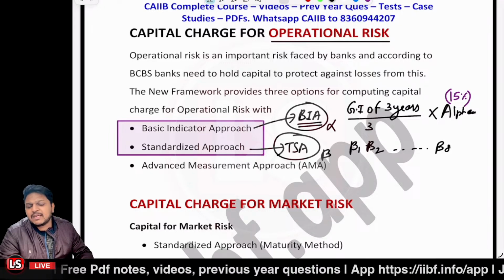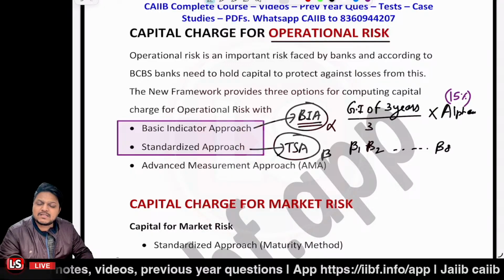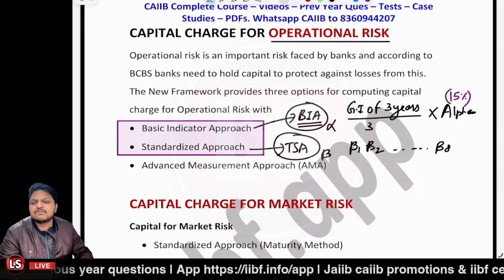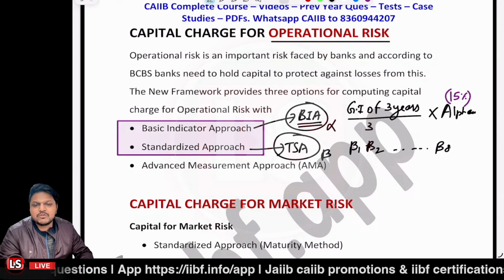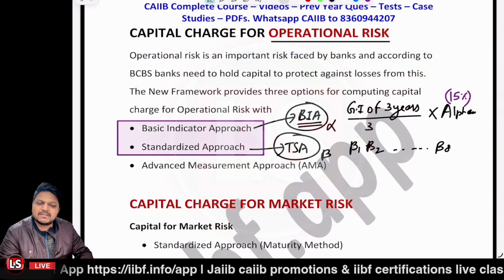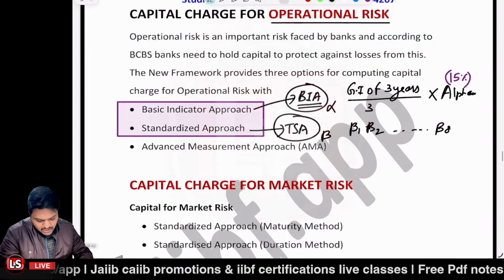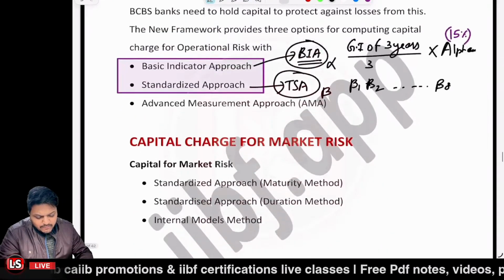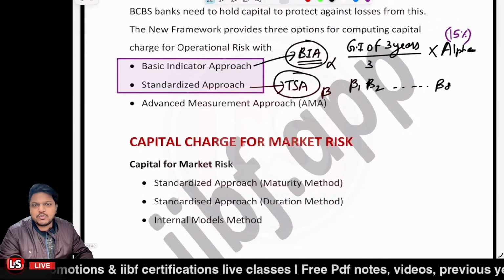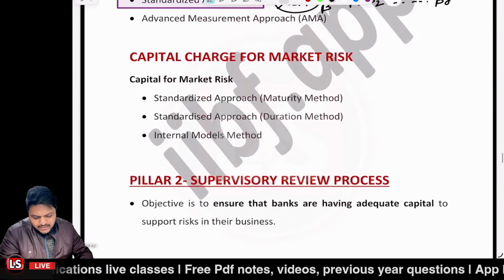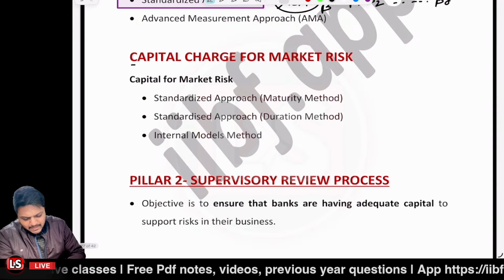The calculation of the AMA is not covered in the syllabus as per the IIBF. Questions won't be asked related to it. You just need to know that the AMA, the advanced measurement approach, is there. That is it. But we'll be solving the case study based upon it, so do not worry, we'll be solving it very shortly. Further, it's related to capital charge for the market risk.